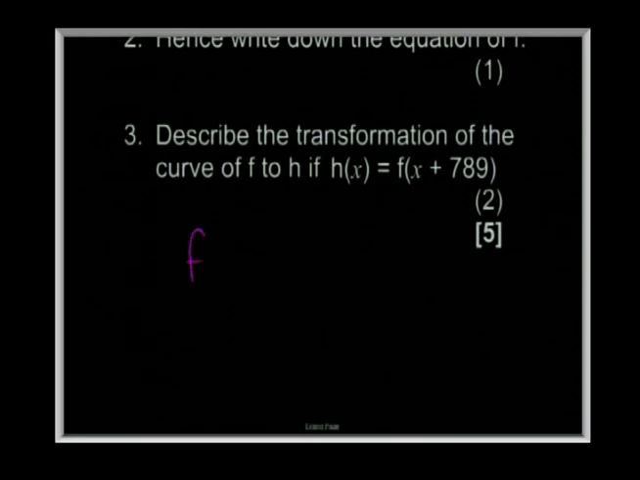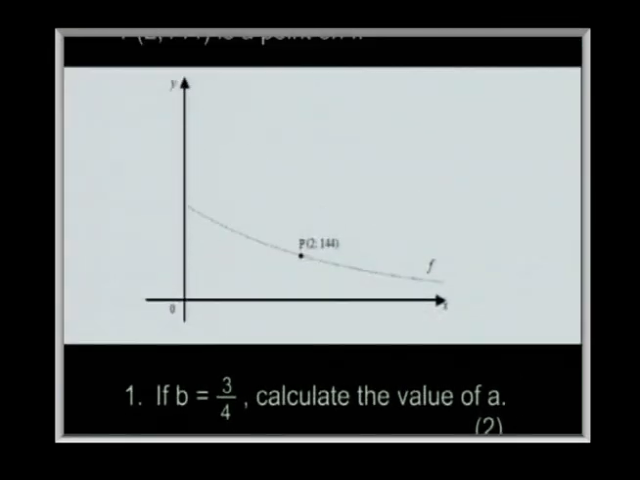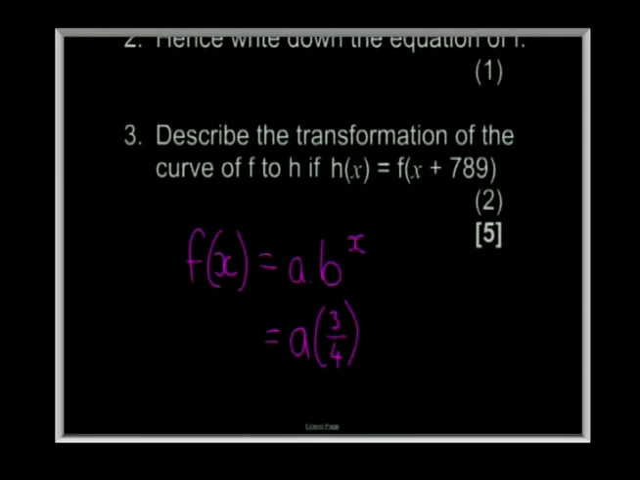Let's start with the equation. We have f of x is equals to a times b to the power of x. They told us that b is equals to 3/4. We need to solve for a, and we've got values for x and y. Our value for x is 2, and our value for y is 144. So 144 in the place of y, and 2 in the place of x.